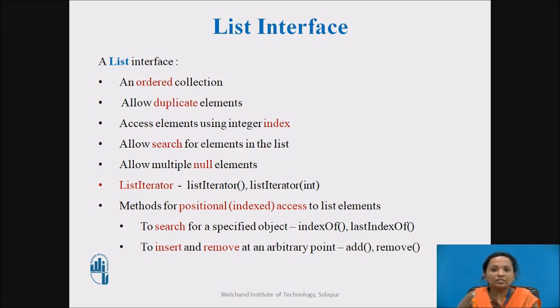A collection is a group of individual objects represented as a single unit. Core interfaces in collections are set, list, queue, deque, map. A list is an ordered collection of elements. Unlike set, lists typically allow duplicate elements. A list typically allows pairs of elements which are equal.